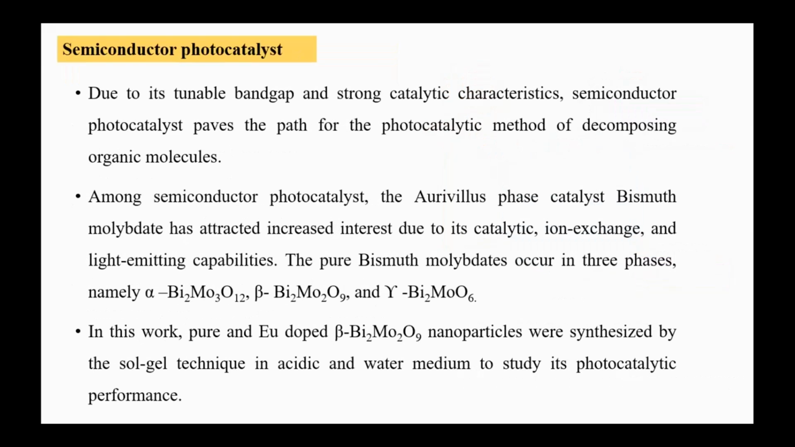So, because of the small band gap, high mobility and tunable band gap, semiconductor photocatalysts are often used as photocatalytic materials. Among semiconductor photocatalysts, bismuth molybdate has attracted attention because of its catalytic, ion exchange and light emitting capabilities. There are three phases of bismuth molybdate, namely alpha, beta, and gamma. In this work, pure and europium doped beta phase bismuth molybdate nanoparticles were synthesized by the sol-gel technique in different mediums such as acetic and water to study their photocatalytic performance.